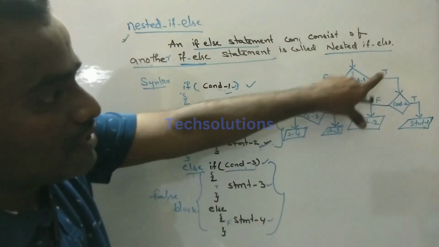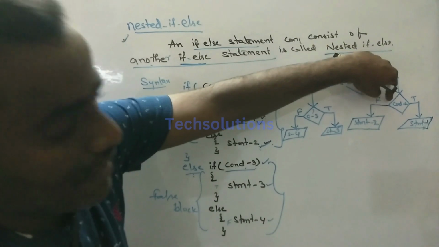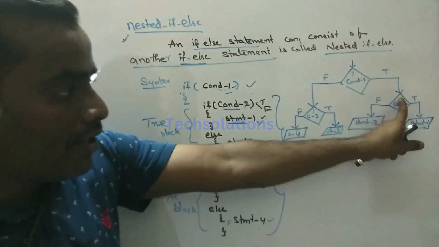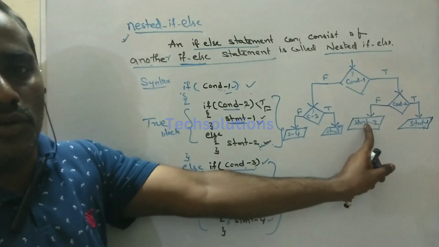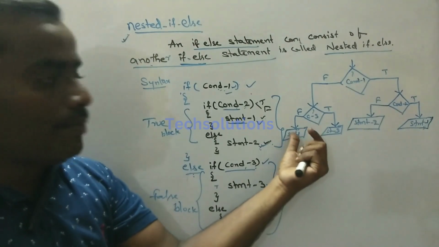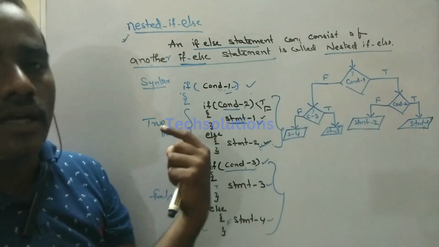See the flowchart. Condition 1 is true, I can check condition 2. If condition 2 is true, I can execute statement 1. If condition 2 is false, I can execute statement 2. That means there are block 1, block 2, block 3, block 4. Which block will be executed depends on the conditions.